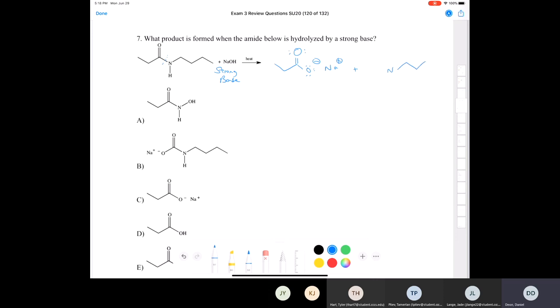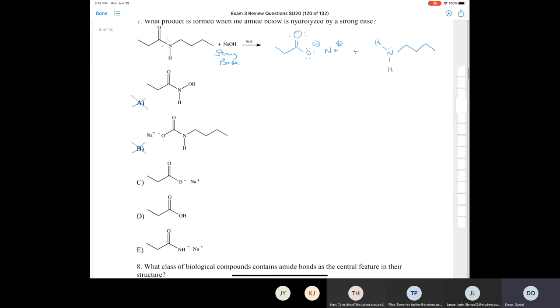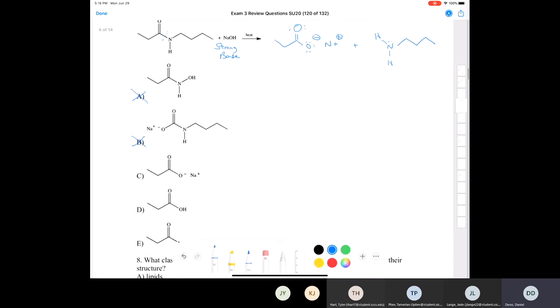So I have a nitrogen, 1, 2, 3, 4 carbons. And then I'm going to have 2 hydrogens attached to it like that. So I end up with a carboxylate salt and an amine. And if you look at all the answers here, A is something that couldn't even exist in reality, okay? B is something really wacky. C actually looks like one of the products that I drew. This product that I drew here is actually C, which is the correct answer. D is propionic acid, right?